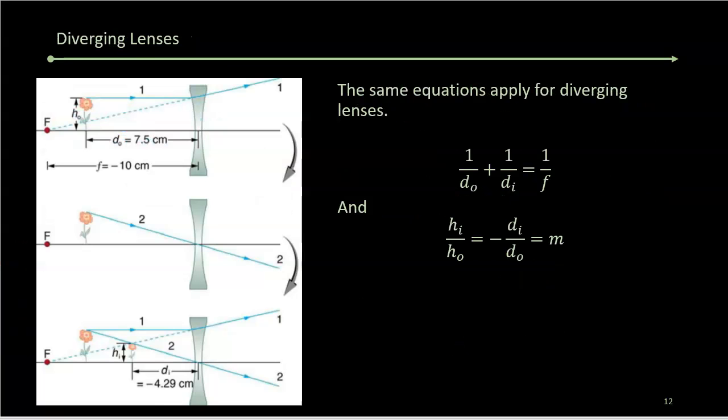For diverging lenses, the equations are exactly the same, but the meaning of some of these things are different. For a diverging lens, the distance to the image is always going to be negative, because you don't project through a diverging lens. You look backwards through a diverging lens to see an image. And the image in a diverging lens is always what we call virtual.